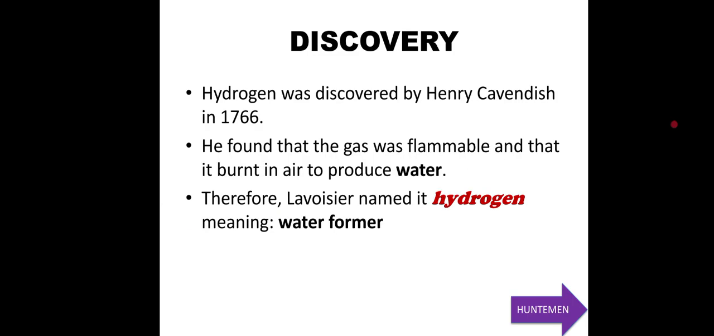It was discovered in 1766 by Henry Cavendish. What are the features he observed? He observed that the gas was highly flammable, that is, it catches fire easily when exposed to naked flame, and that the gas also burns in air to produce water. That is where the name hydrogen was coming from, and the meaning of the word hydrogen is water former.